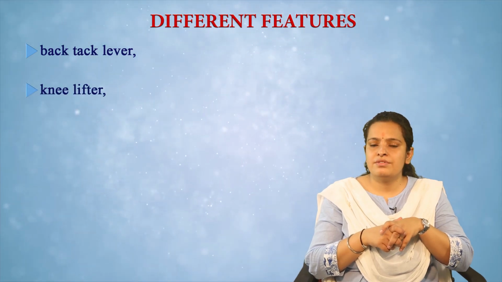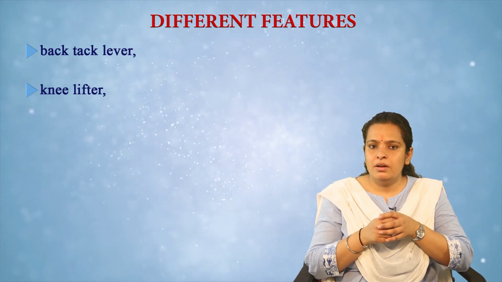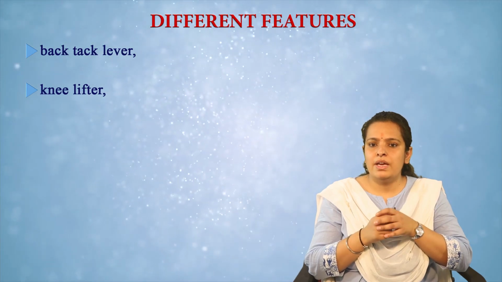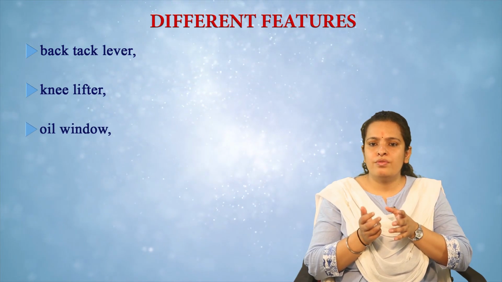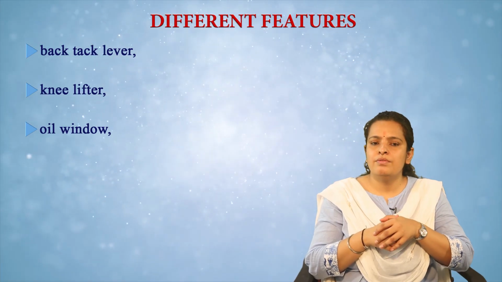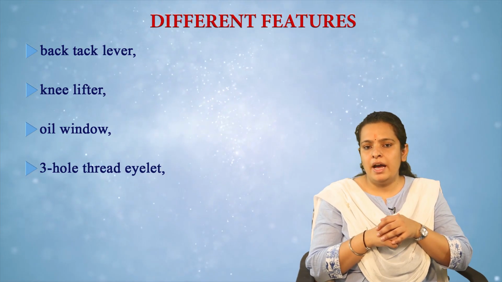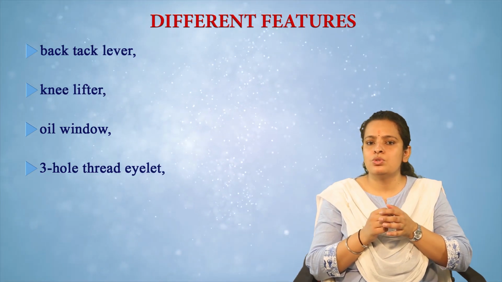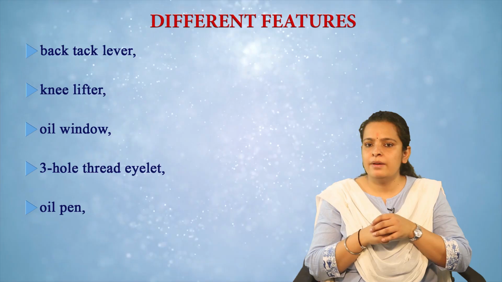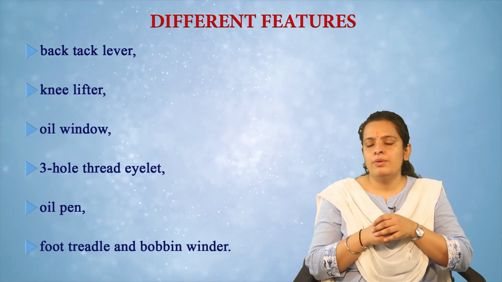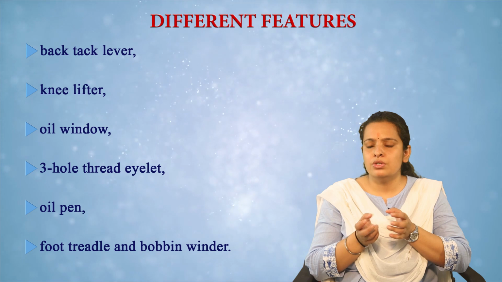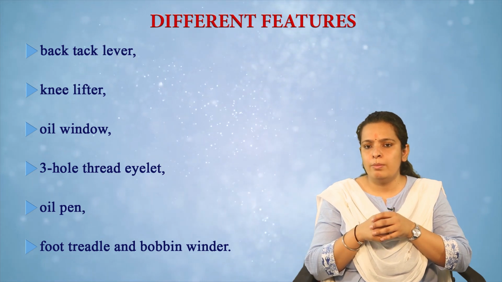Then we have the knee lifter, and the oil window from where we put the oil on the machine. We have the 3-hole thread eyelets from where the thread passes to go into the needle. We have the oil pen, foot treadle and bobbin winder. So the bobbin winder is used to fill the thread on the bobbin. These are the different features or the different parts of the machine which are also used while we operate a sewing machine.